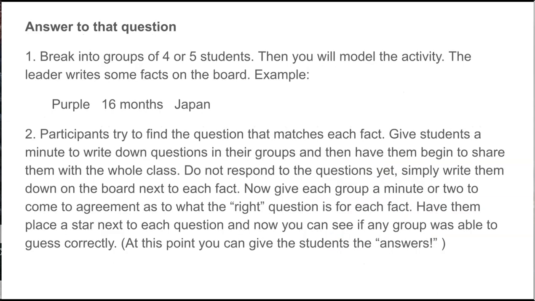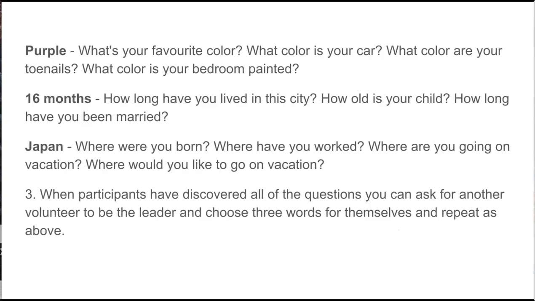Answer to that question. Participants are given answers to 3 questions and then try to find the questions that match. Allow me to explain this further. The answers are about the leader, but they don't make sense until the corresponding question is found. Say my answers were purple, 16 months, and Japan. You can see on the slide some questions the students might brainstorm. They brainstorm a list in groups and then discuss until they decide which one is the correct question. The teacher listens to each group's guesses to see if anyone can get all 3 right.